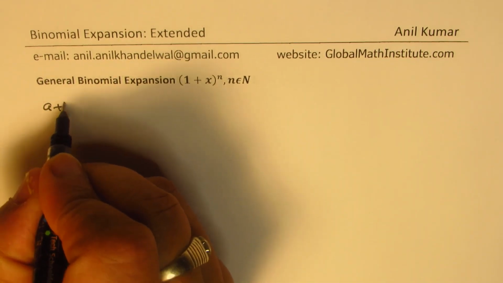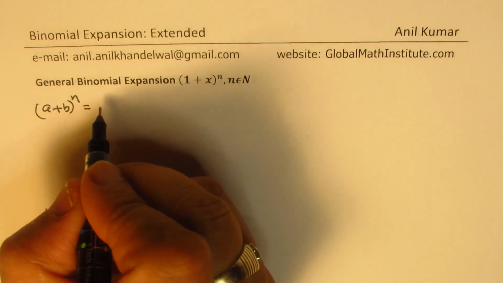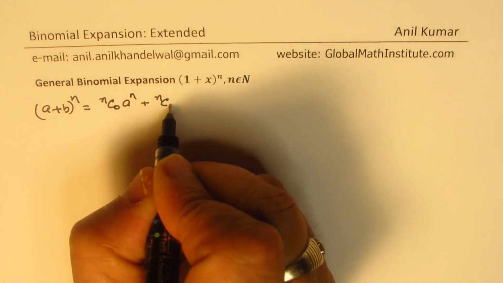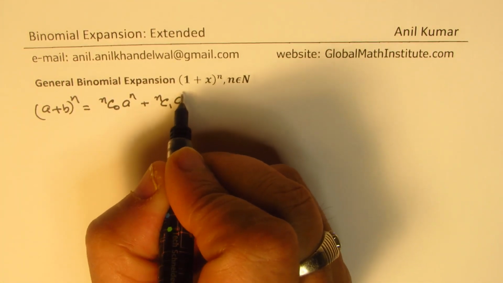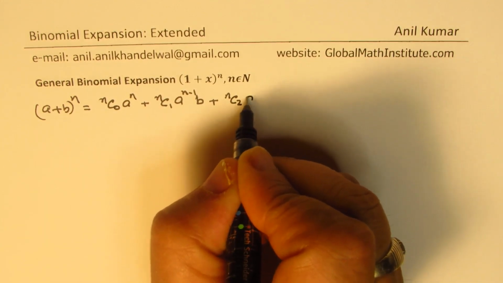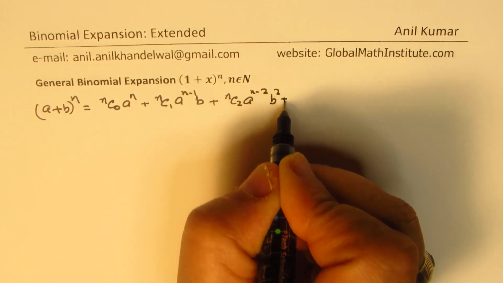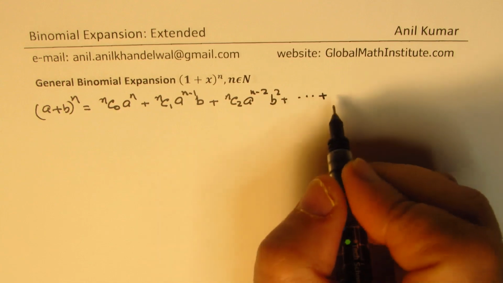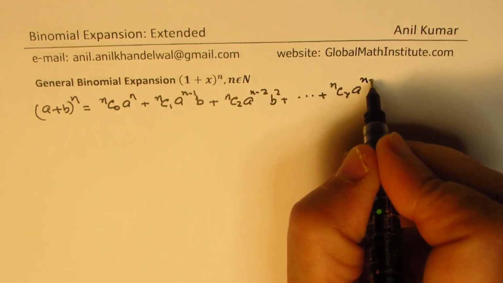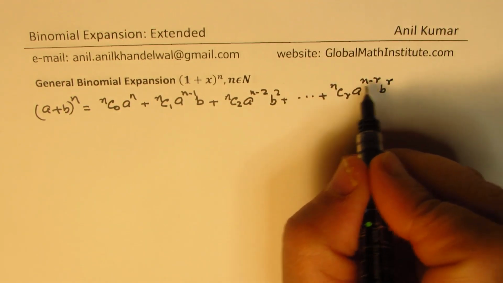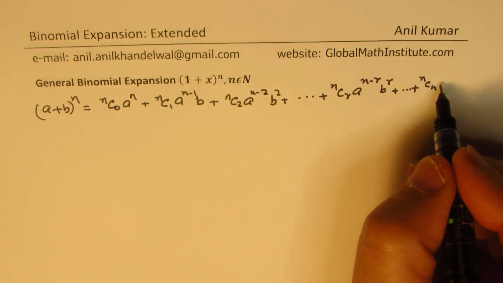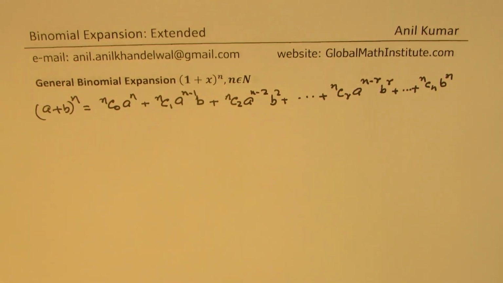So now let us explore this particular binomial expression. What we learned earlier is that (a plus b) to the power of n is equal to nC0 a to the power of n plus nC1 a to the power of n minus 1 times b plus nC2 a to the power of n minus 2 times b squared, and so on. T(r plus 1) is the general term, which will be nCr a to the power of (n minus r) times b to the power of r. The sum of the powers is always n, right? And the last term will be nCn b to the power of n, right? So these are our terms.